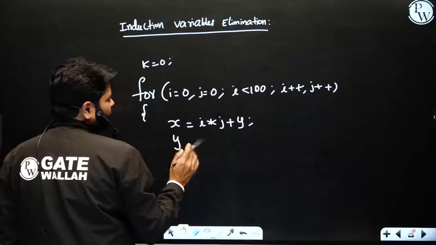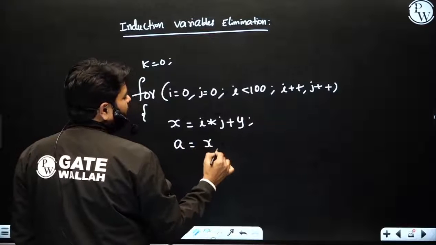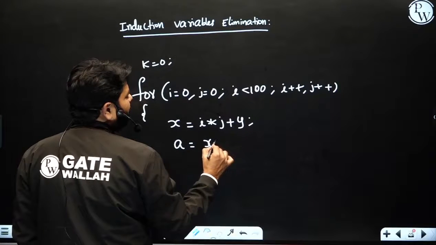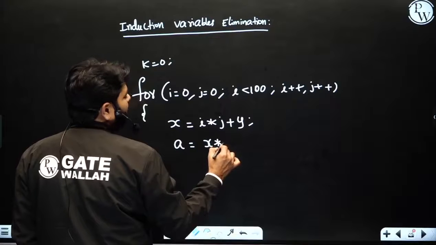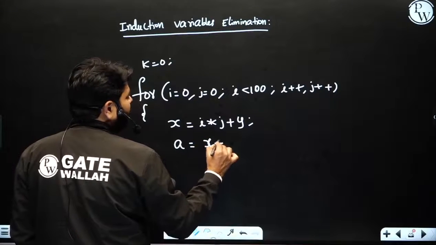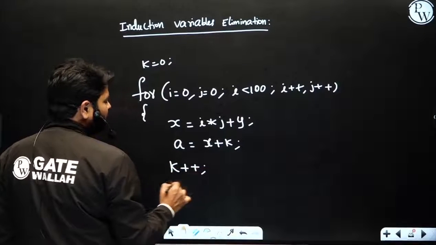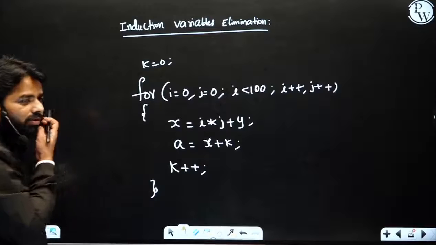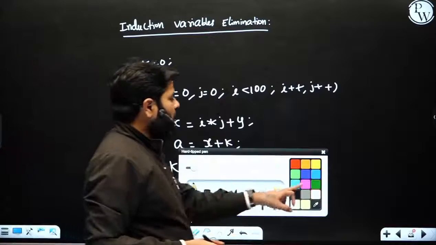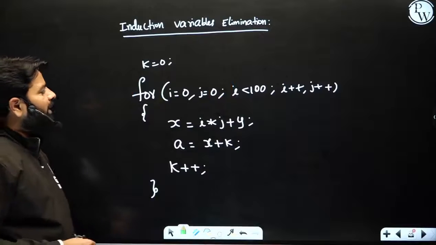Okay, a is equal to x multiplied with, let's say, x adding with k, and you're doing k plus plus, something like this. You're writing this code. See how many induction variables there are here? So many, right? So many induction variables.